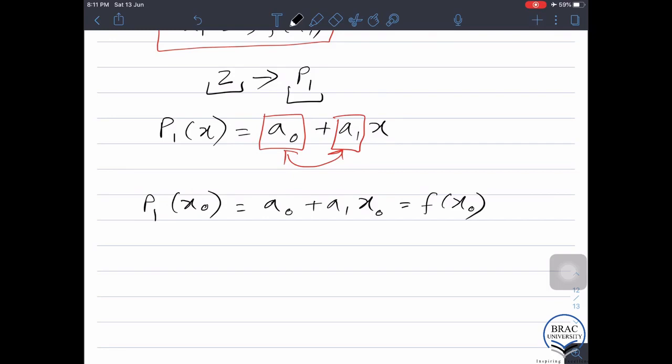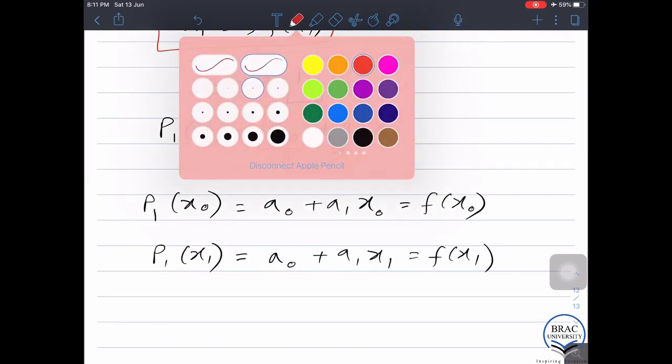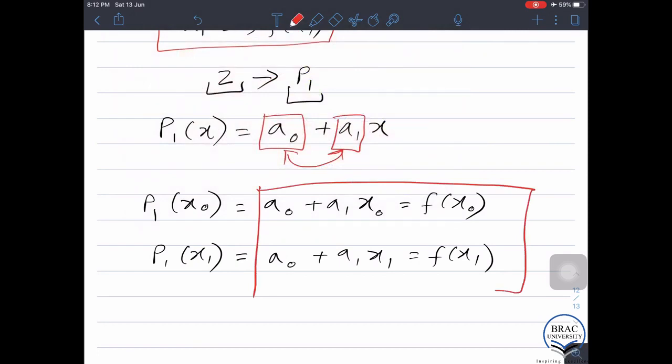Alright, this is my first condition. Second condition is that the polynomial at x1 should be equal to a0 plus a1 x1 should be equal to f of x1. Right? These are the 2 conditions I have. Now you can see that I have 2 conditions. Here I know x0, I know x1. I know f of x0, I know f of x1. So I have to find 2 unknowns, which are a0 and a1, and I have two conditions, which are these 2 equations. So everything is perfect till now.